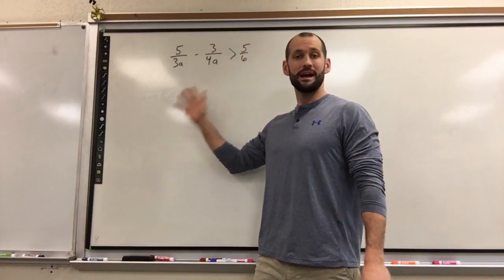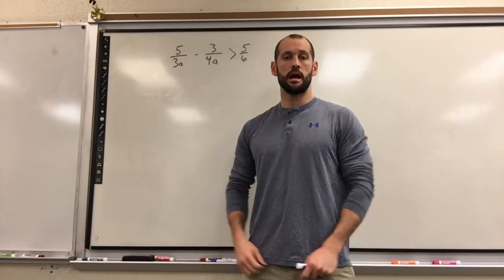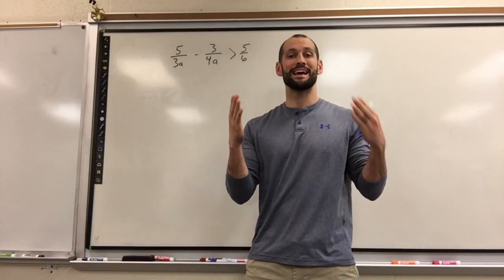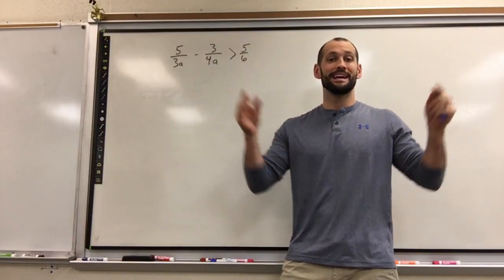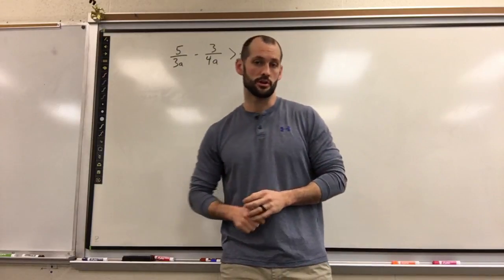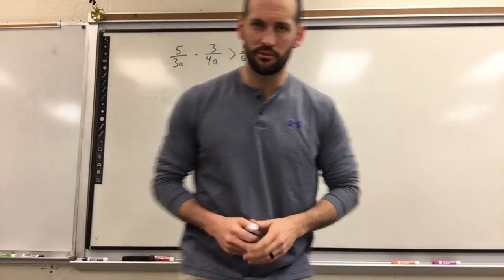But we're going to solve as if it's an equal sign, and then we're going to plot our solution and our excluded values on a graph and test sections of the graph to see where our shading lies. Okay? So we're going to solve first.